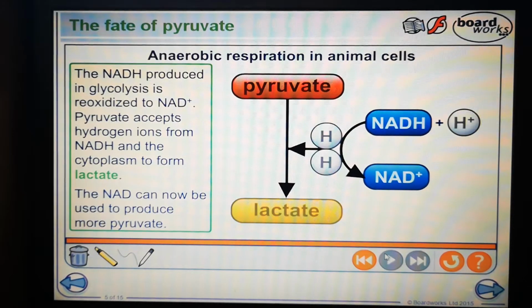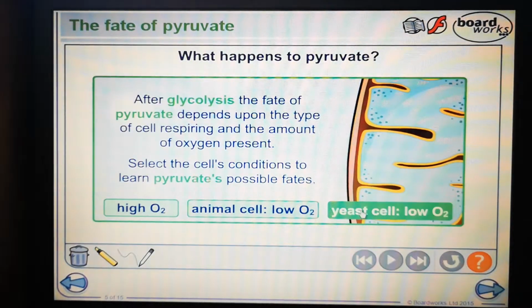It's so important that glycolysis continues to happen because glycolysis yields a net gain of 2 ATP molecules. So we're getting a little bit of ATP, not a huge amount, but at least we're getting just about enough for the cell to probably continue. So that is what happens in an animal cell. What about a yeast cell?